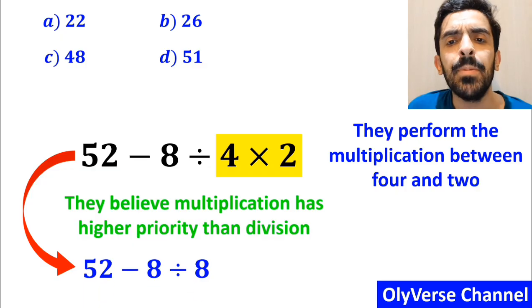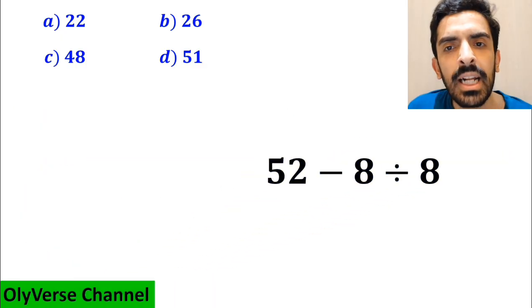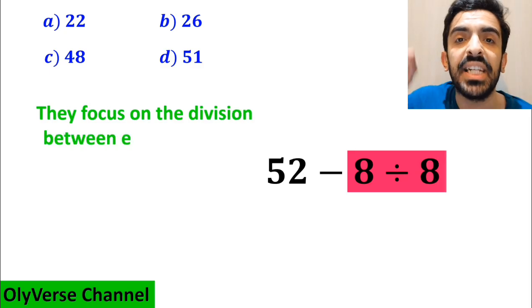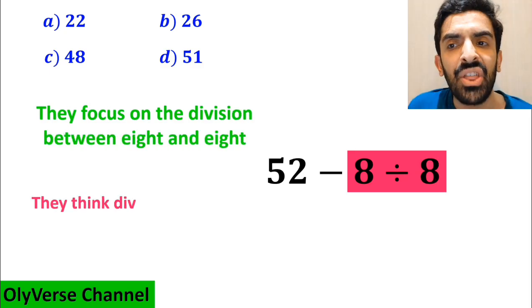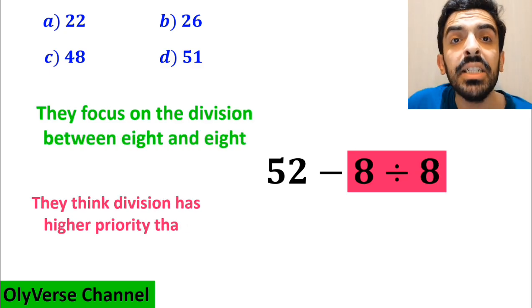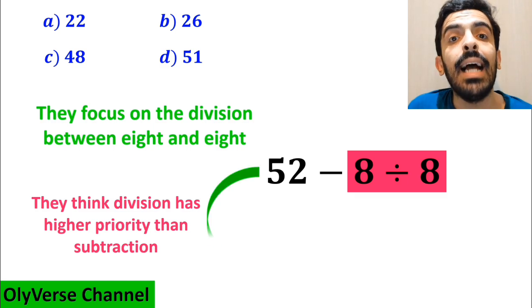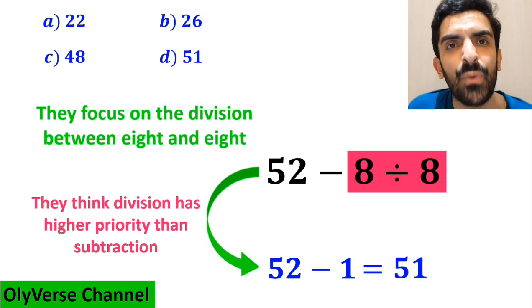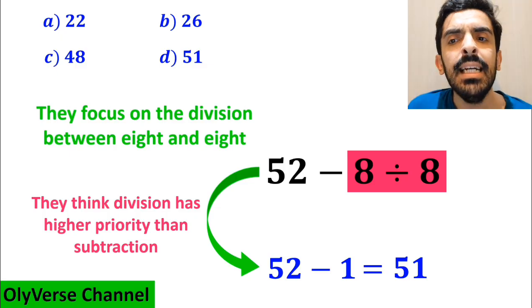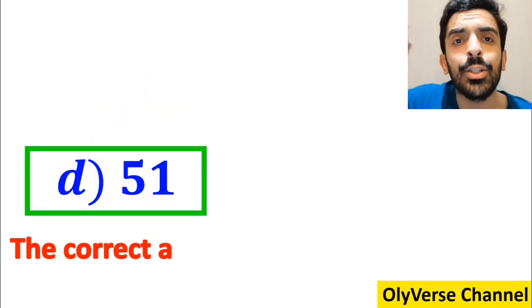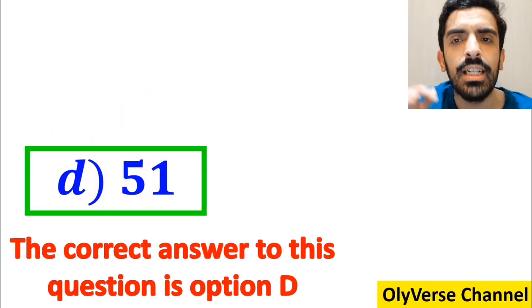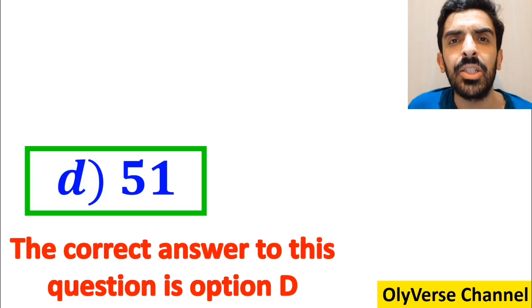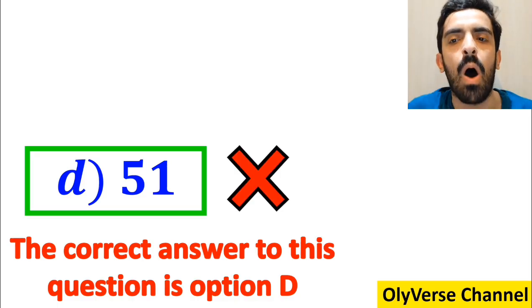So, they rewrite this expression as 52 minus 8 divided by 8. And the final step, they focus on the division between 8 and 8 because they think division has higher priority than subtraction. And they rewrite this expression as 52 minus 1, which equals 51. And immediately, they conclude that the correct answer to this question is option D. However, this answer is absolutely wrong.